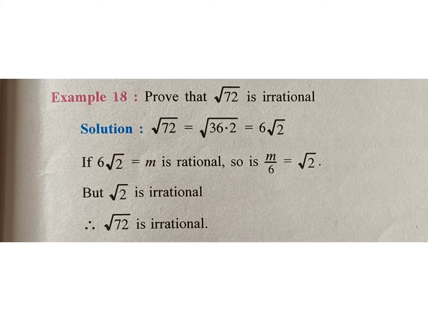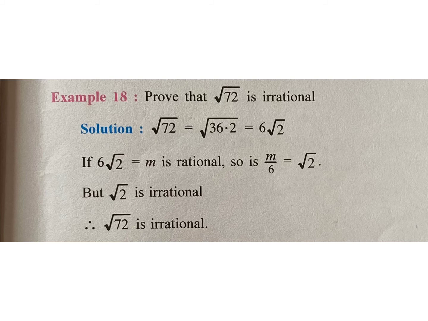Now let us prove that root of 72 is irrational. We can write 72 as 36 into 2. So root of 72 is equal to root of 36 into 2, that is equal to 6 root 2, because square root of 36 is 6. So root 72 can also be written as 6 root 2.